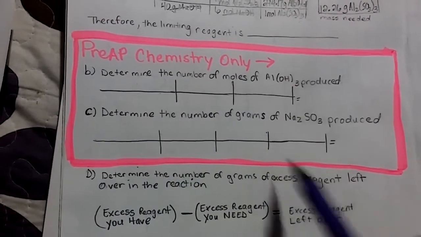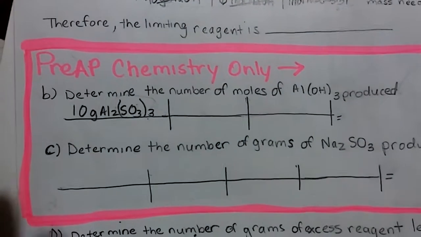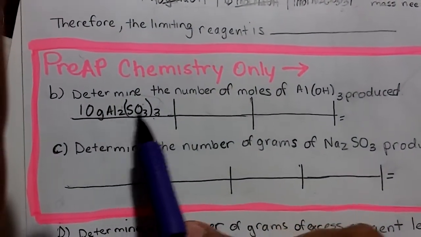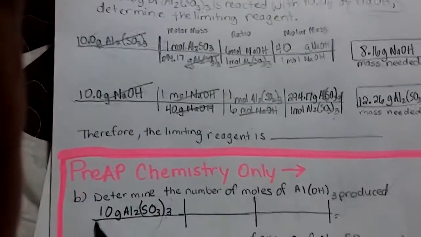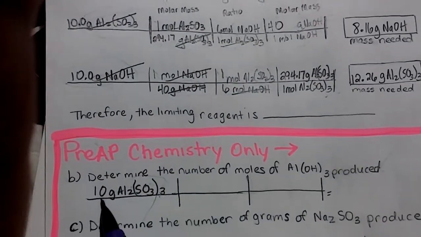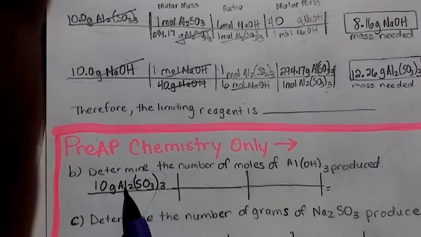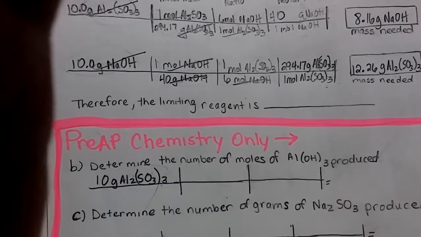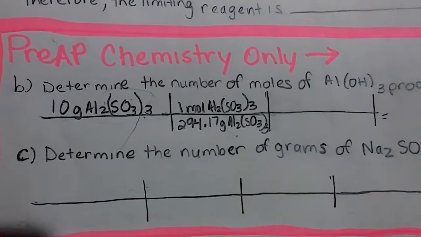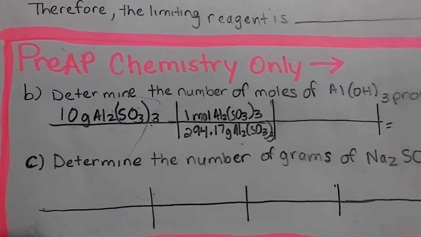Okay, we determined that our limiting reagent was Al2SO3. Remember that we also understand that that's how much we start or have, and that's our given, and that's what you start with here. And you're going to do the molar mass across and 1 mole on the top. Okay, it'll look just like this. So that's a molar mass step, and now we're going to go on to a ratio step.